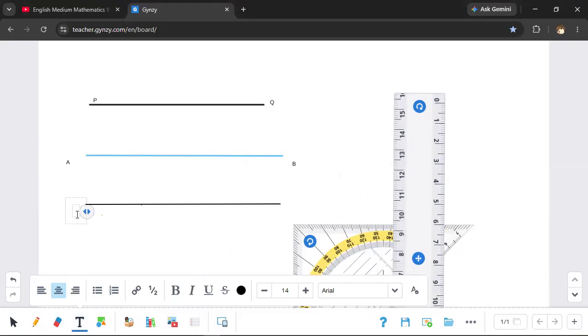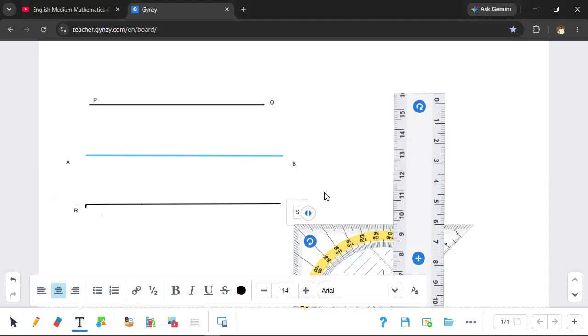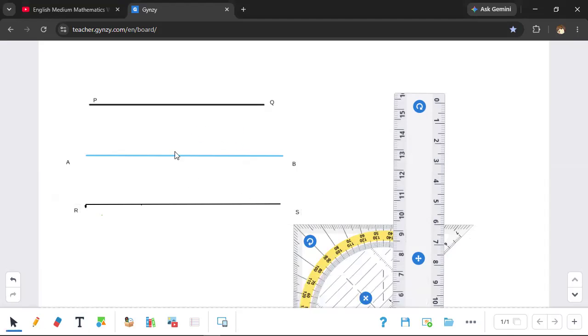Right? Here I will say R and here I will say S. Now this distance is 2.5 and 2.5. These distances are equal. Okay, the distance is equal. So that's how we are going to draw two parallel lines by using the set ruler and your ruler. Correct?